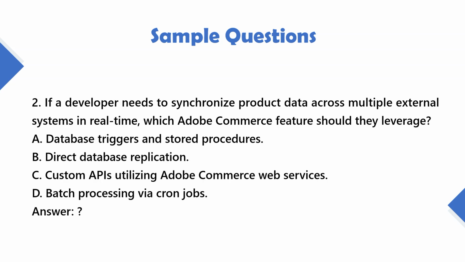2. If a developer needs to synchronize product data across multiple external systems in real time, which Adobe Commerce feature should they leverage? A. Database triggers and stored procedures. B. Direct database replication. C. Custom APIs utilizing Adobe Commerce Web Services. D. Batch processing via cron jobs.